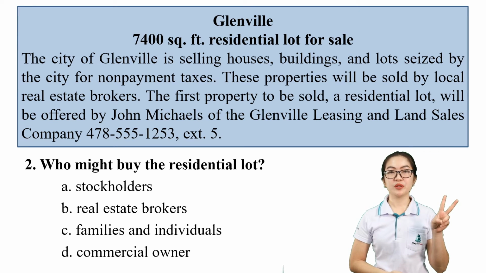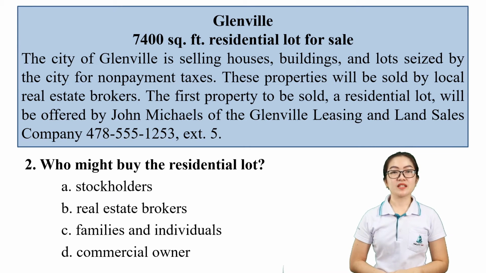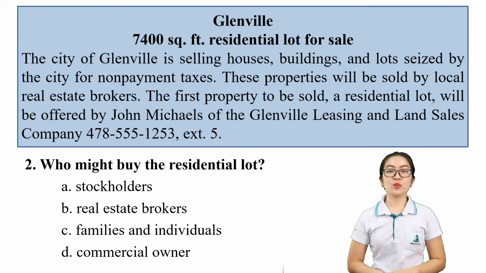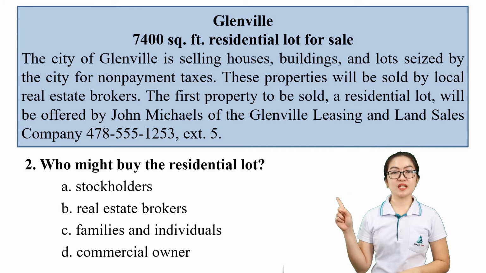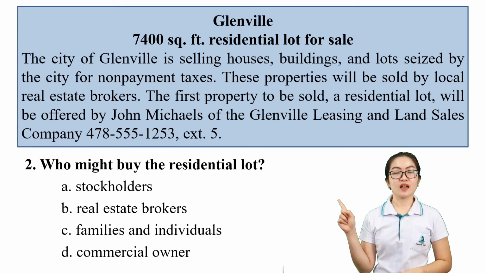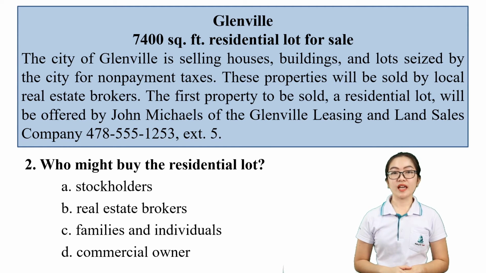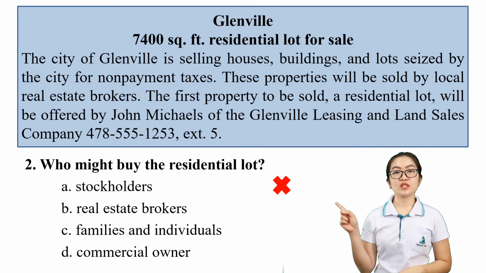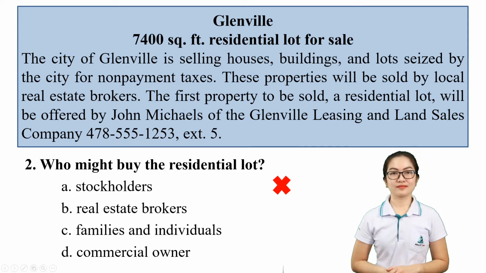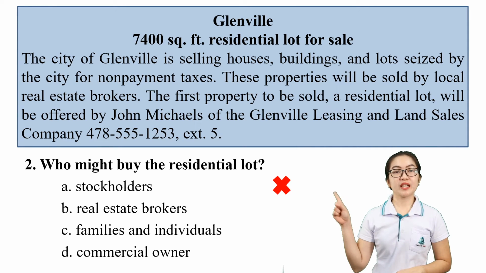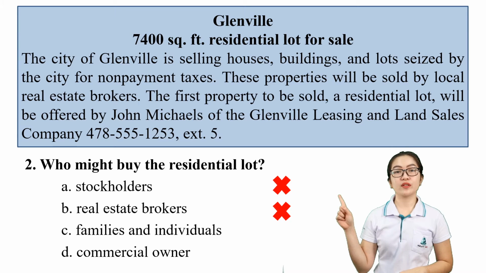Number 2. Who might buy the residential lot? This one is an inference question, meaning we need to read between the lines. Stockholders in letter A is not an option since this term is used in the business field. As for letter B, this has been mentioned in the previous question as someone who is selling the lots.